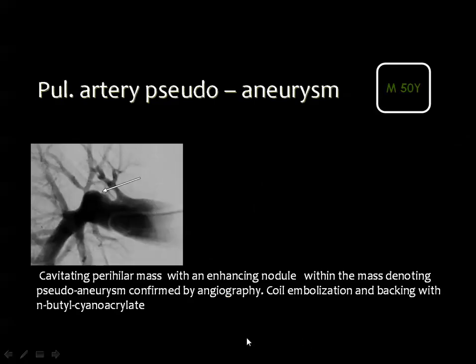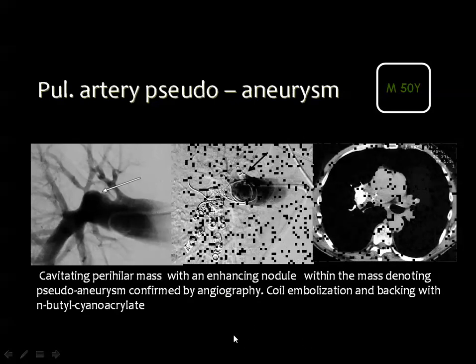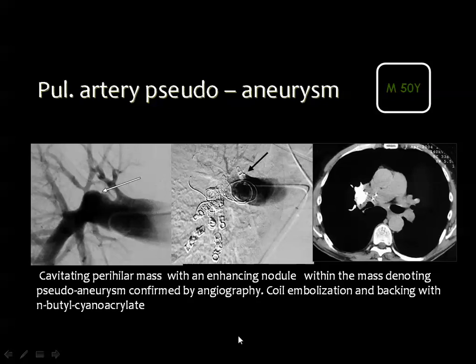And these aneurysms are usually treated interventionally by coils to prevent rupture, because the risk of rupture is high, and hence the mortality rate is also high.